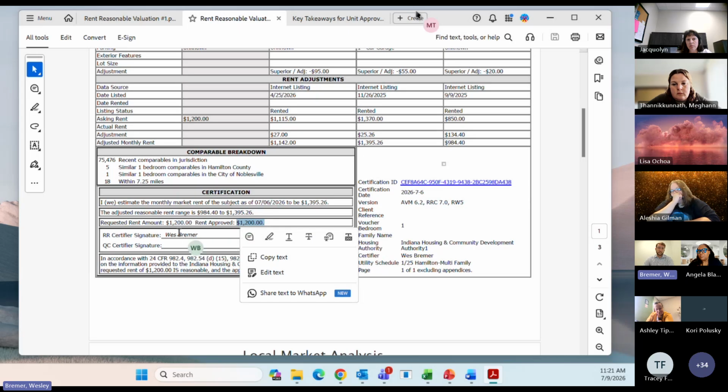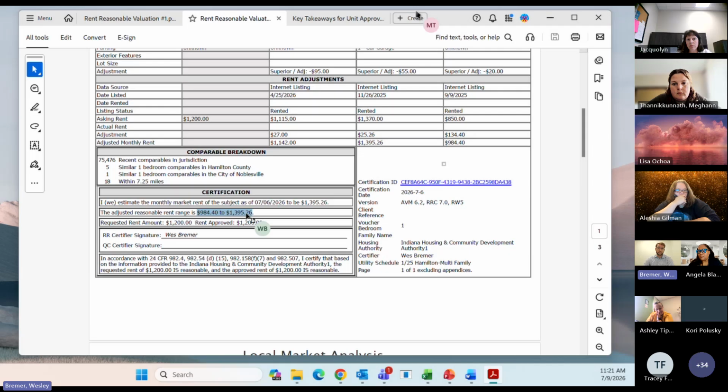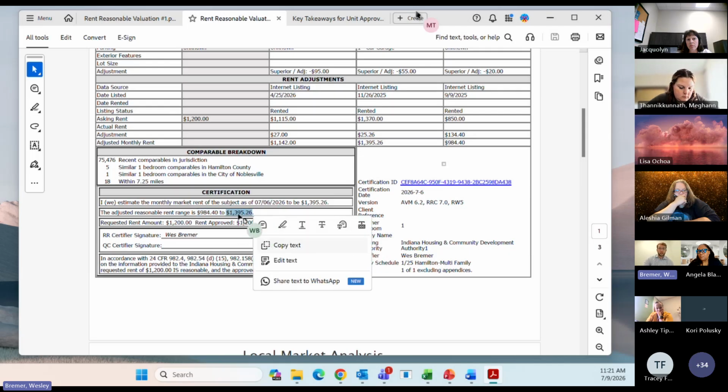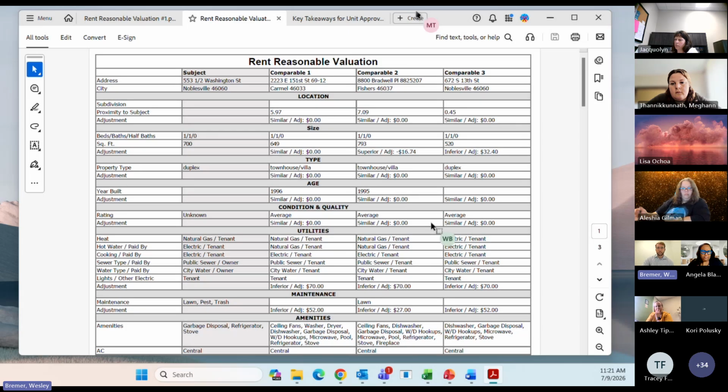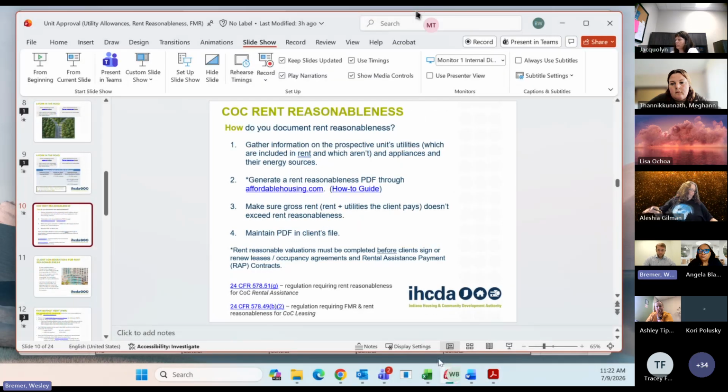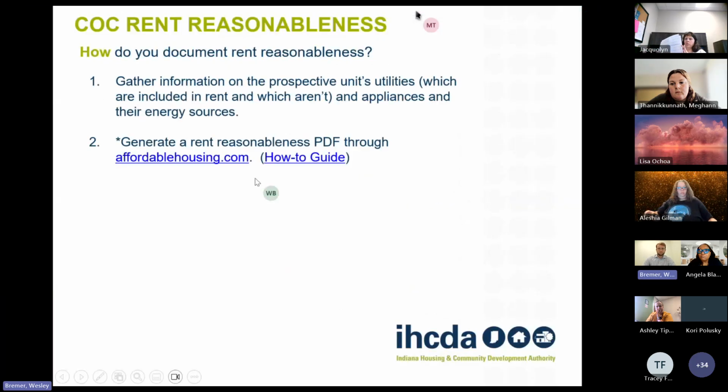So when Megan said you have to check that the unit is rent reasonable, you are desiring that the gross rent be at or below the upper threshold of the range. So that's what's meant by running a rent reasonable valuation. You are going to save this 3-page PDF in the client file. Okay, I think it's a good time. Yep, good to go back to the slides.